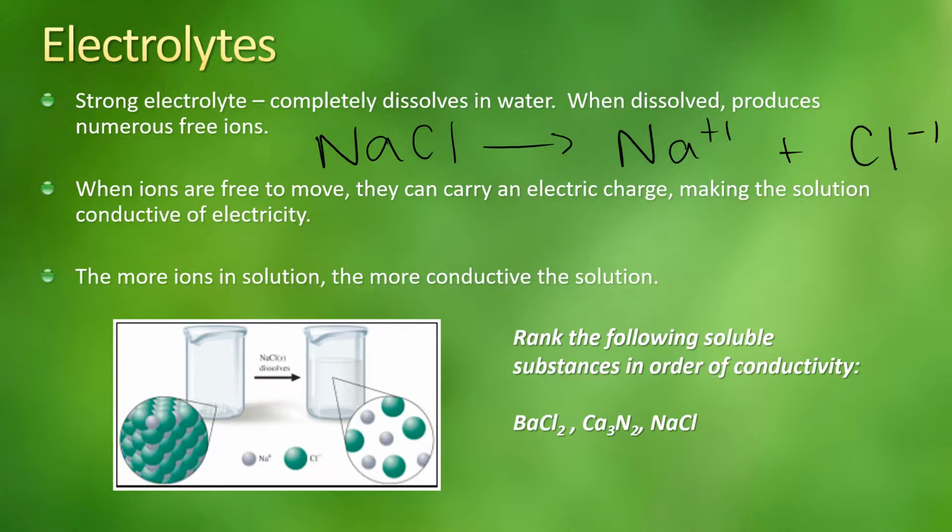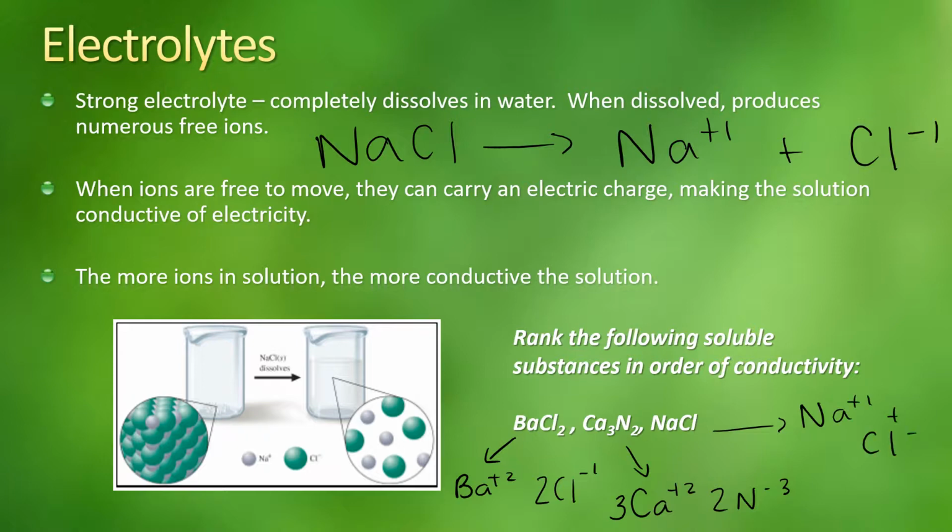If you look at the question here below, BaCl2 is going to produce 1 barium ion and 2 chlorine ions. My Ca3N2 is going to produce 3 calcium ions and 2 nitrogen ions. And then my sodium chloride, as we saw above, is going to produce a sodium and a chlorine ion.